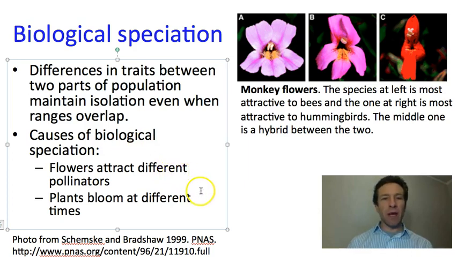Let's imagine that we had some population of flowers, and on one side of the population, flowers looked more like this. They were pinkish and wide. On the other side of the population, flowers looked more like this. They are reddish and narrow. Well, it turns out that bees like these wide flowers with a place to land and a fairly big opening so they can crawl in and get the nectar and pollen.